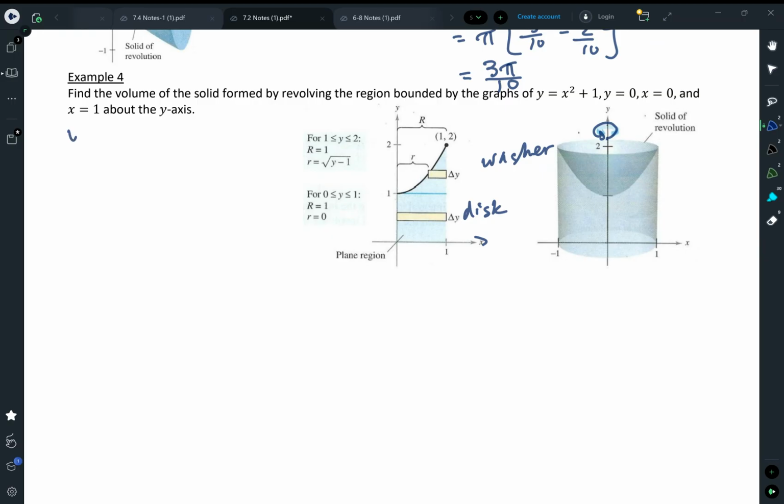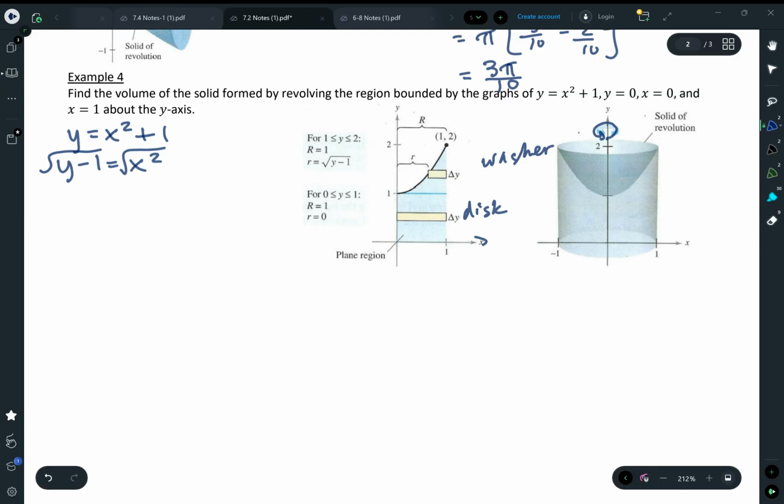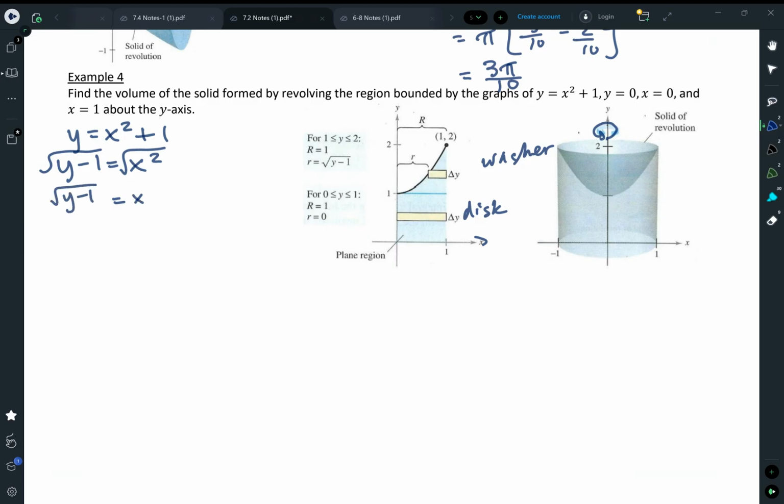So I take that equation, y equals x squared plus 1, and I just solve it for x. So y minus 1 equals x squared, and then I take a square root. Remember, when we take a square root, we're supposed to have plus or minus, but we're looking at something in quadrant 1, so I can just reject the negative and say that x equals the square root of y minus 1. So I've got that.